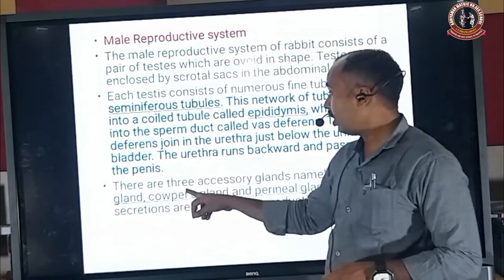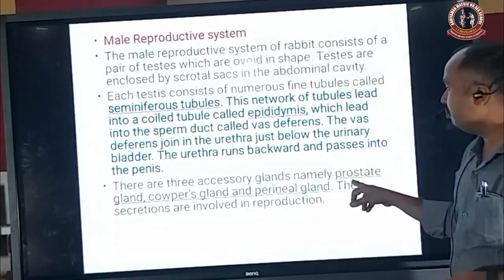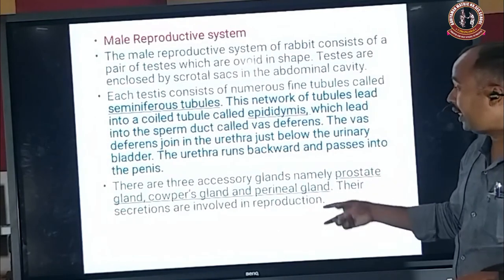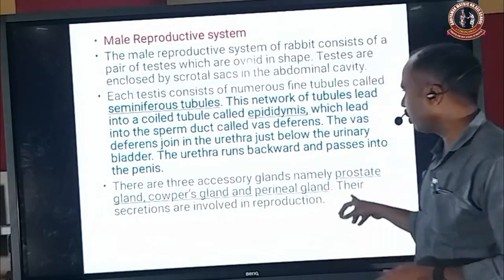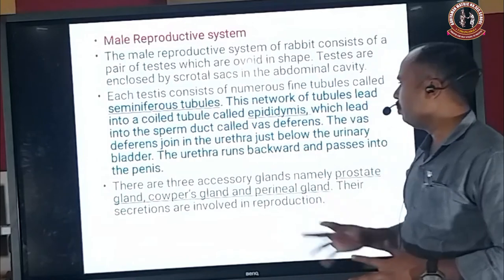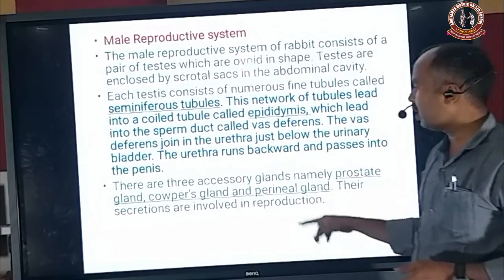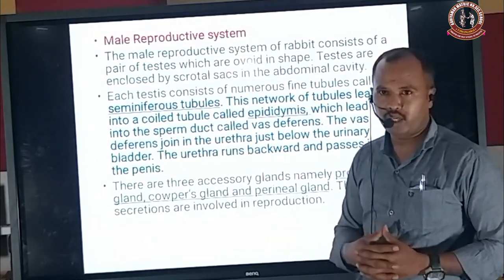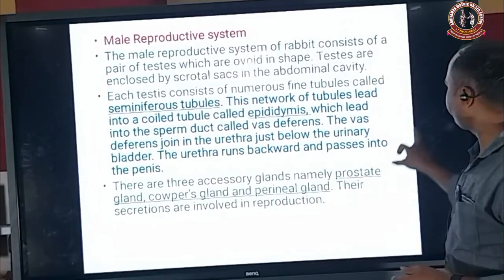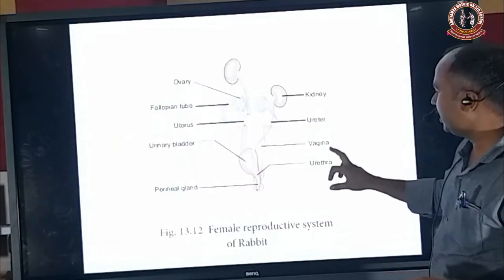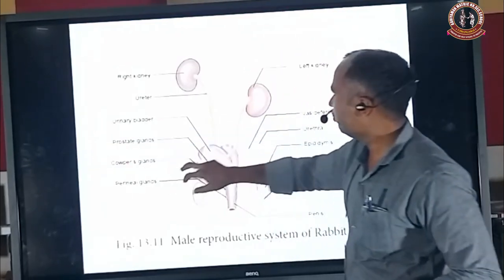And the male reproductive system contains three accessory glands. They are the prostate gland, Cowper's gland and perineal gland. Their secretions are involved in the process of reproduction. Okay, and then this is the structure of the male reproductive system.